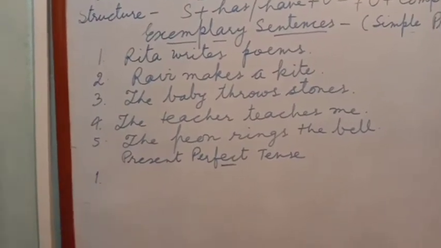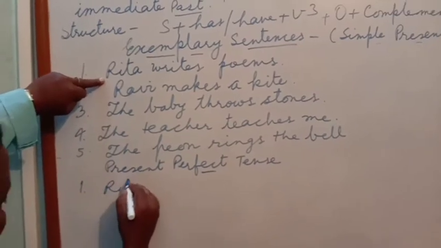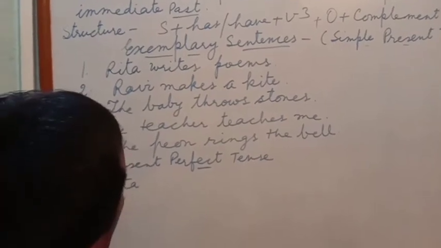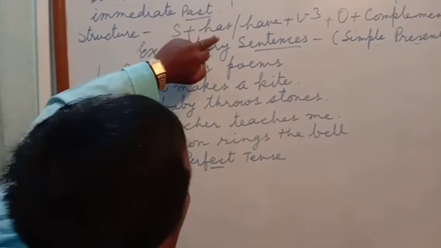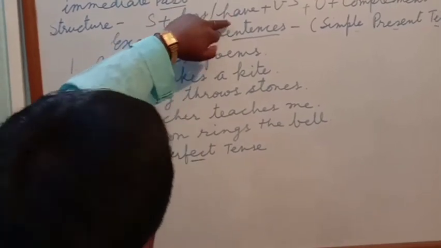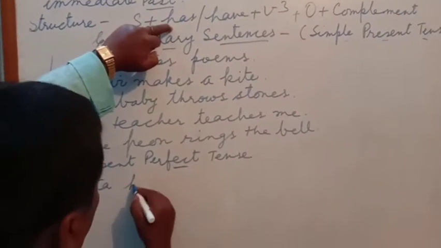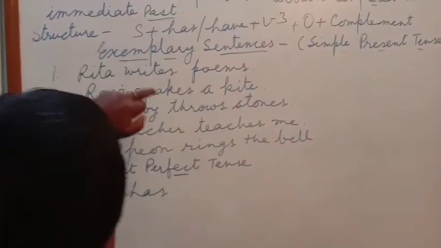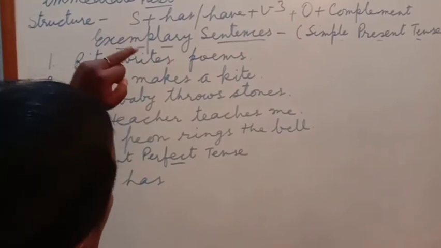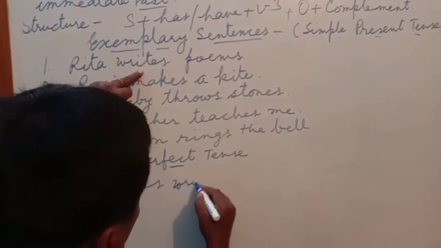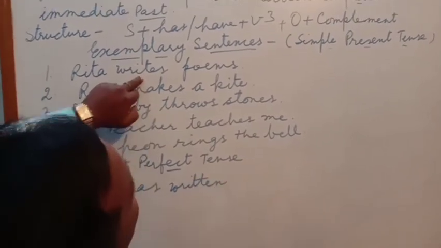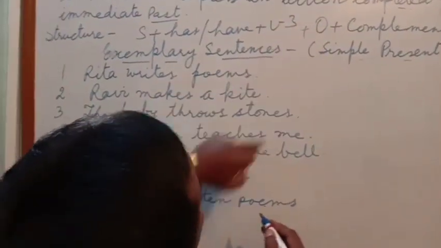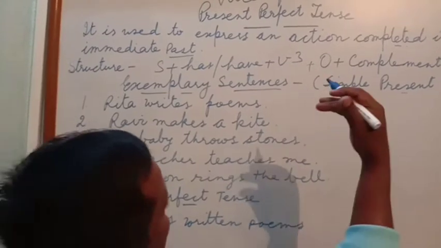First, Rita. This is the structure. Rita is third person singular number, so the verb will be either has or have. What will be here? Has. Then third form of the verb. What is third form of the verb? Written. And then object, poems. No any complement in the sentence, so leave it.